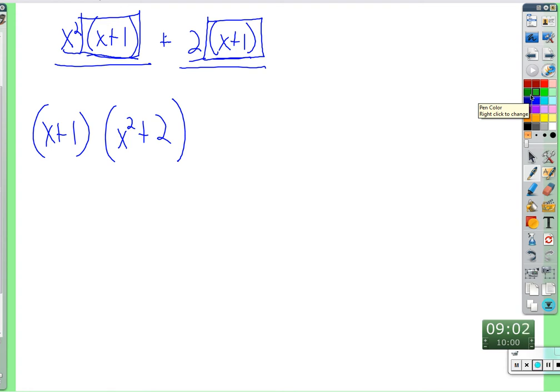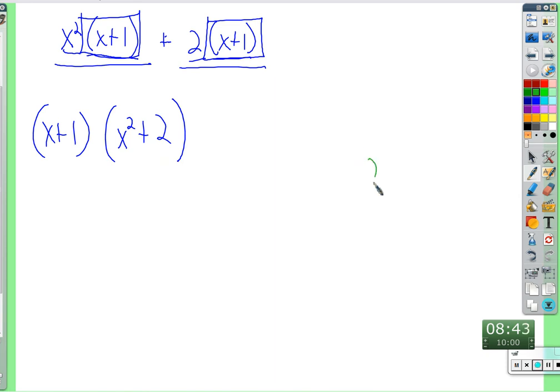Now that might seem strange, or maybe it just seems just fine. If it seems strange, let me try and help you out. We can multiply these together by taking x times x squared and x times 2, 1 times x squared and 1 times 2, just like we've always done. Or we can use the distributive property like you always would.